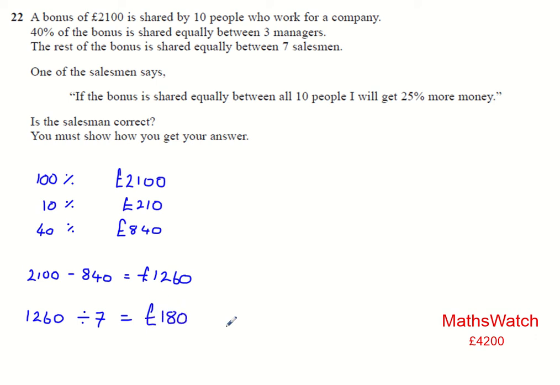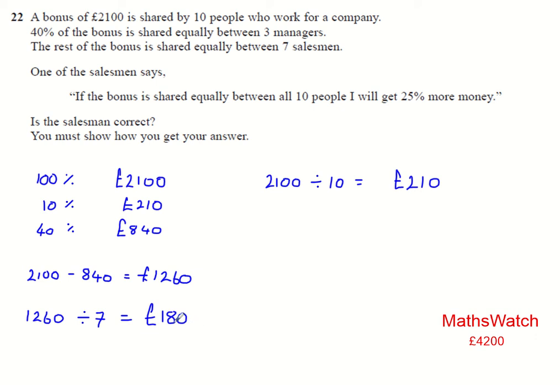So each salesman under the original scheme will get £180. If the bonus is shared equally between all 10 people, that would be 2,100 divided by 10, they would each get £210. Now one of these salesmen thinks that they will get 25% more money if they have £210 rather than £180, and we need to show whether that is true or false.